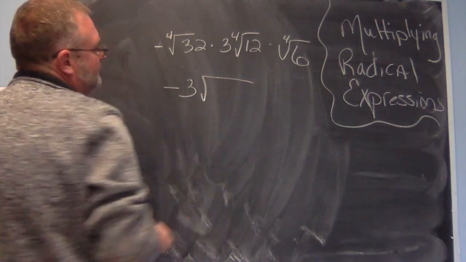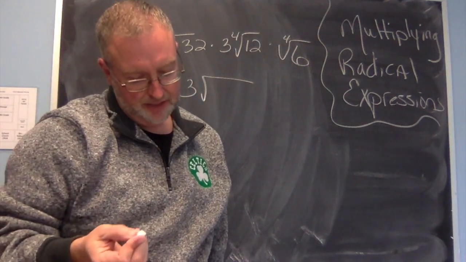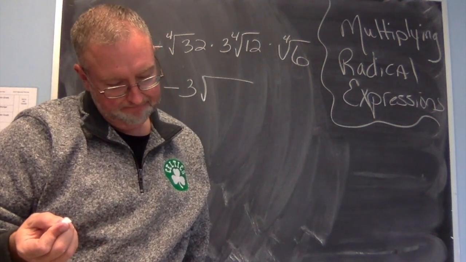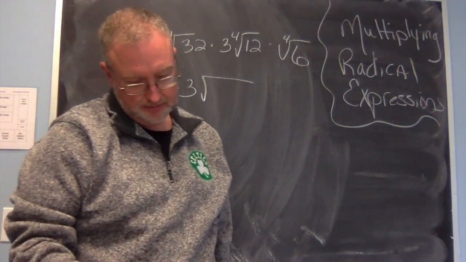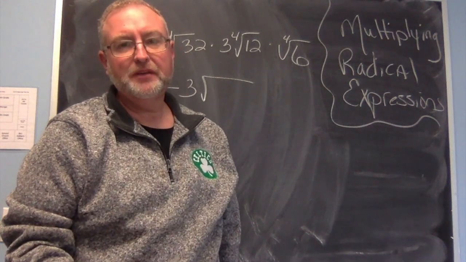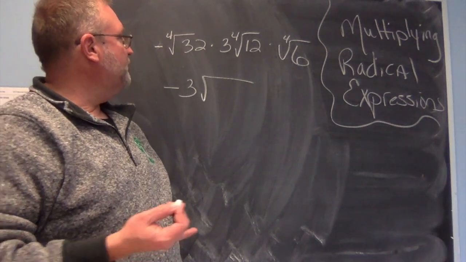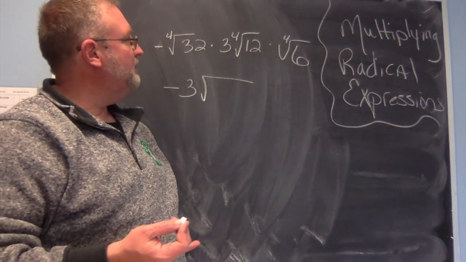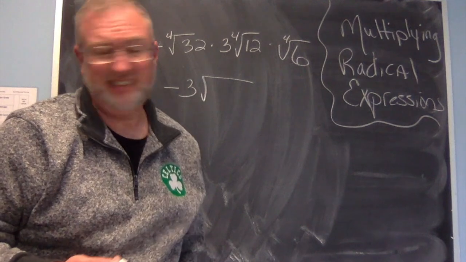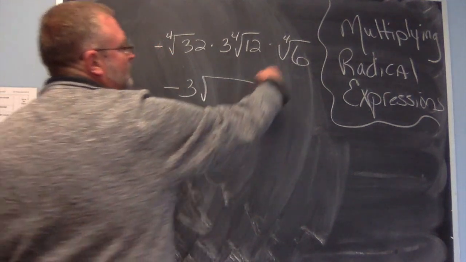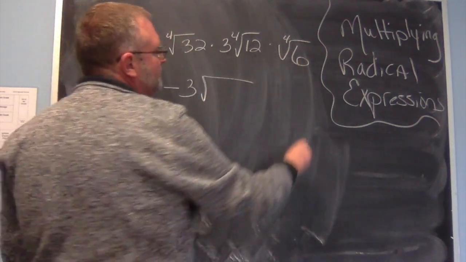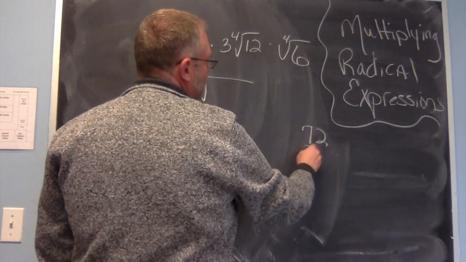Now let's do the roots on the inside. I'm doing that right? I gotta keep double checking. So we have to do some multiplying here: 32 times 12 times 6. All right, so I know 6 times 12 is 72. So I'm going to multiply 72 times 32.